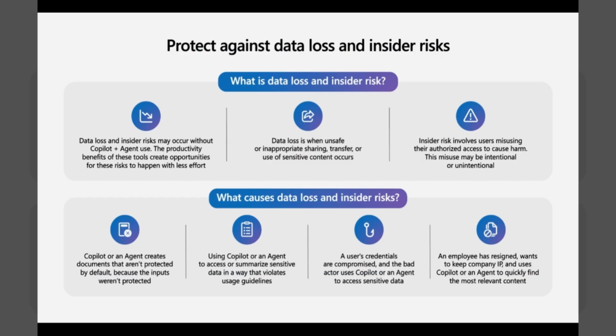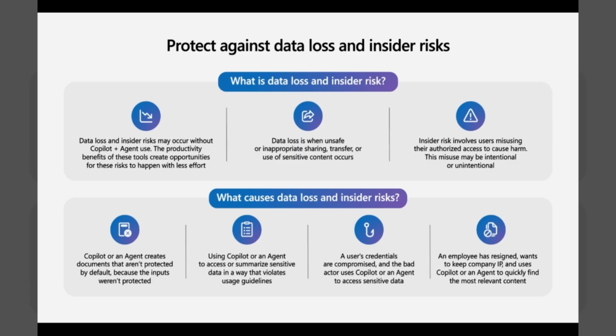Well, what is data loss and insider risk? Data loss and insider risk may occur without Copilot agent use. The productivity benefits of these tools create opportunities for these risks to happen with less effort. Data loss is when unsafe or inappropriate sharing, transfer, or use of sensitive content occurs. And on the right-hand side, insider risk involves users misusing their authorized access to cause harm. This misuse may be either intentional or unintentional. Okay, that's great. We've defined it.